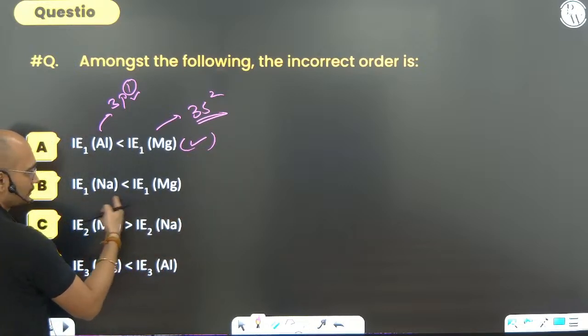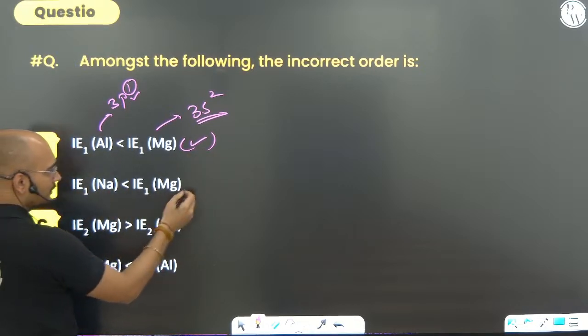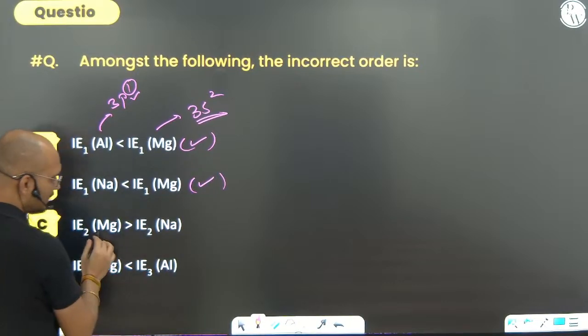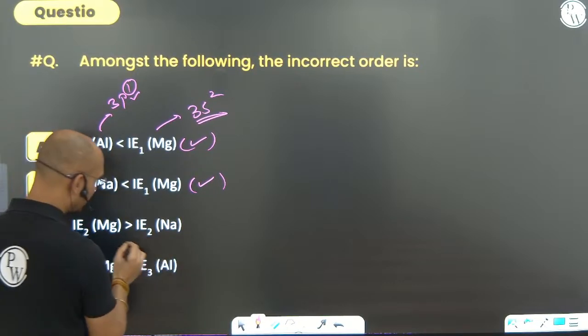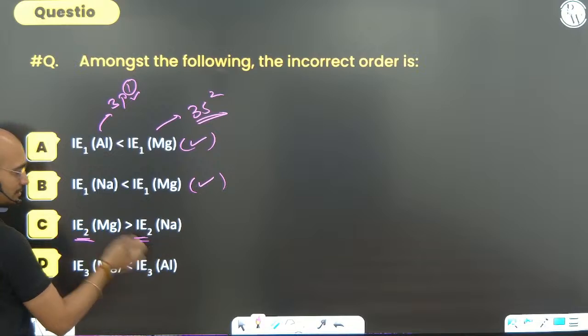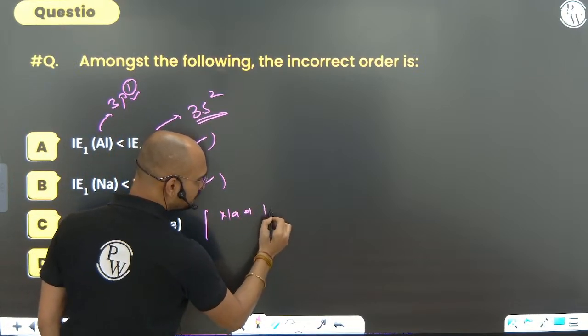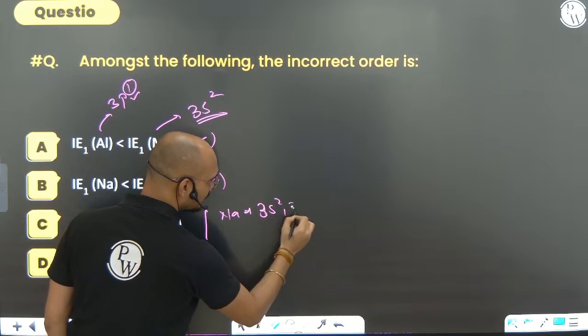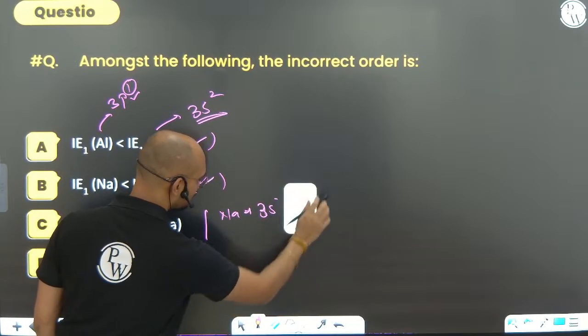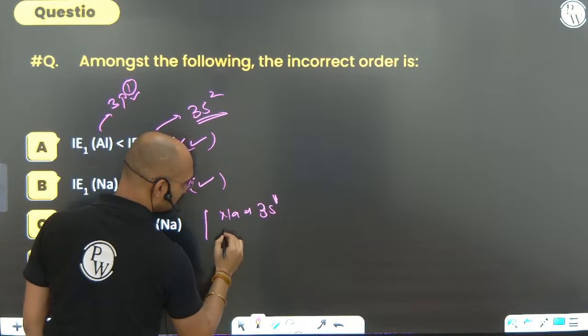For sodium and magnesium, IE1 of sodium is less than magnesium, of course it is also correct. Next, IE2 of magnesium is more than IE2 of Na. It is talking about IE2. So if you talk about sodium, it is going to be 3s1, while if you talk about magnesium, it is 3s2.